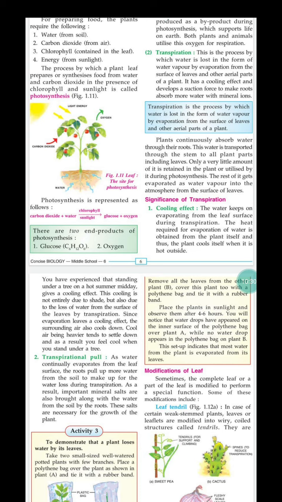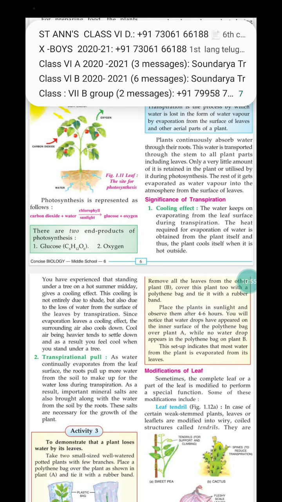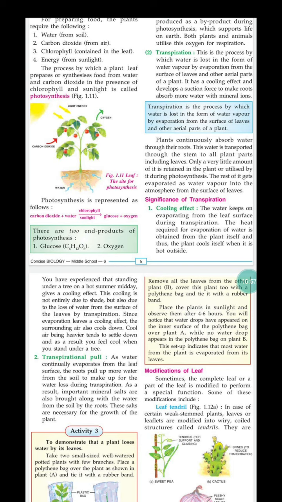Just imagine, children, in a forest there are many trees, and on these trees there are a number of leaves. Each and every leaf has the capability to lose water through the process of transpiration. So a lot of water vapor is being released from the plants. This water vapor settles in the form of clouds, and in turn we get rains. So transpiration helps in cooling the atmosphere.